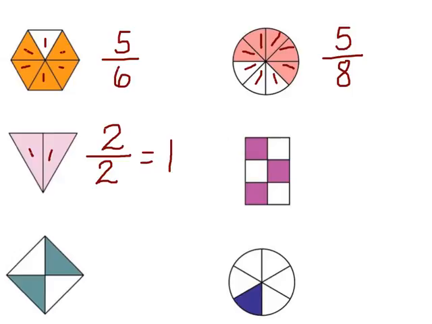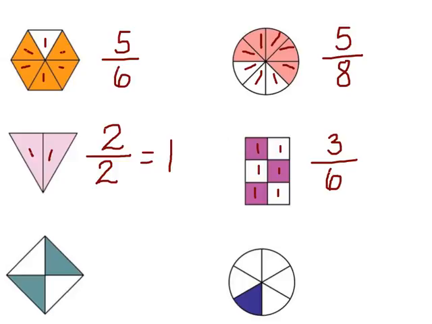Moving to the right, I see 1, 2, 3 pieces shaded. The numerator tells me how many pieces are shaded. And I have 3 colored in, and then that's 4, 5, and 6. The denominator tells me how many pieces are in the entire thing. And so I see that I have 3/6, 3 out of 6, or 3 divided by 6.